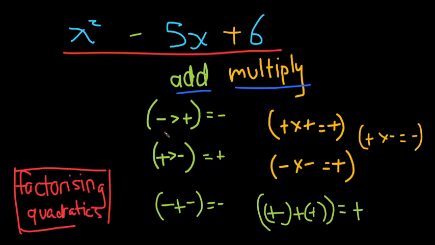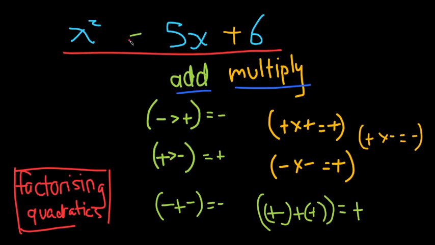Alright, so let's look over here. A negative that is greater than a positive results in a negative number. So when you add a negative number that is bigger than a positive number, that results in a negative result. If you have a positive number that is greater than a negative number, it will equal a positive number. Now if you have a negative number plus another negative number, it equals a negative number, and a positive plus a positive is a positive number. Now what does that mean?